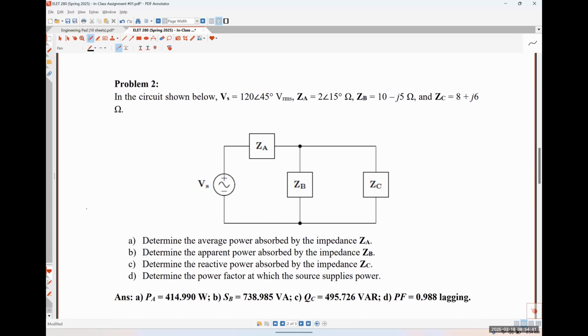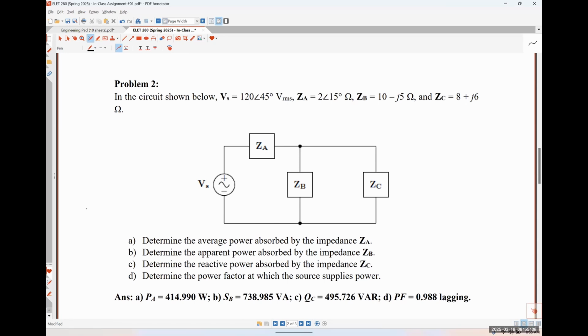So in this particular problem, we have a 120 volt RMS source, much like any outlet that we would see in our homes. And it's connected to a few different impedances, okay? And then we're asked to determine some complex power related quantities, right? So average power, apparent power, reactive power.